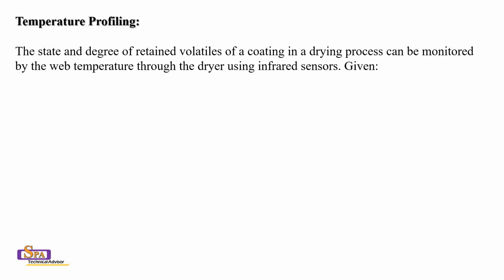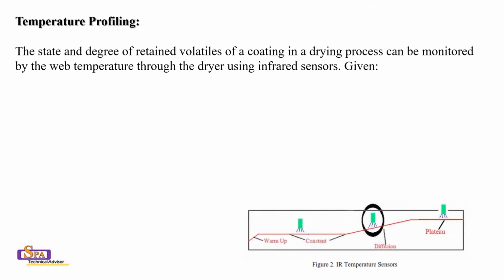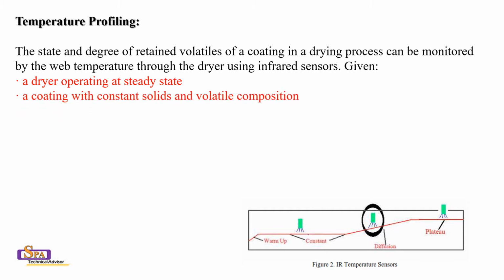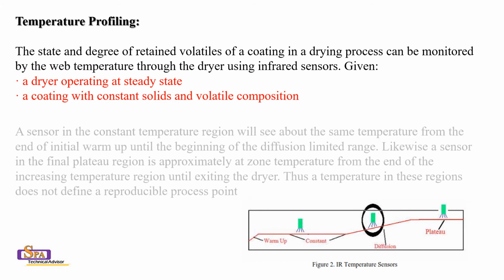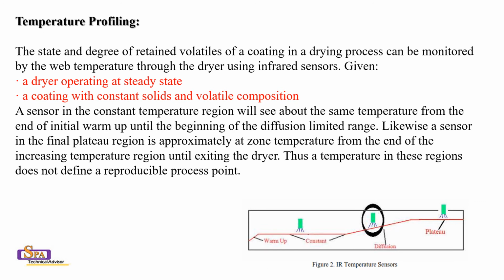Temperature profiling. Here is a figure. A dryer operating at steady state, a coating with constant solids and volatile composition. A sensor in the constant temperature region will see about the same temperature from the end of the initial warm-up until the beginning of the diffusion limit range.